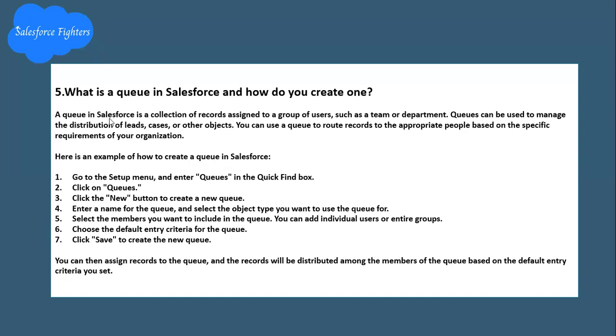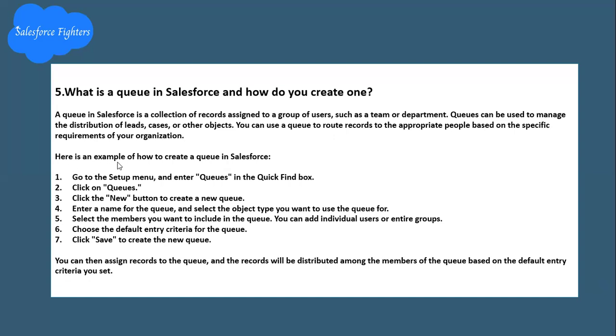Next question: what is a queue in Salesforce and how do you create one? A queue in Salesforce is a collection of records assigned to a group of users, such as a team or department. Queues can be used to manage the distribution of leads, cases, or other objects. You can use queues to route records to the appropriate people based on the specific requirements of your organization.